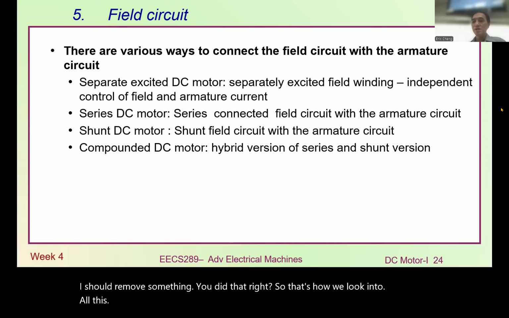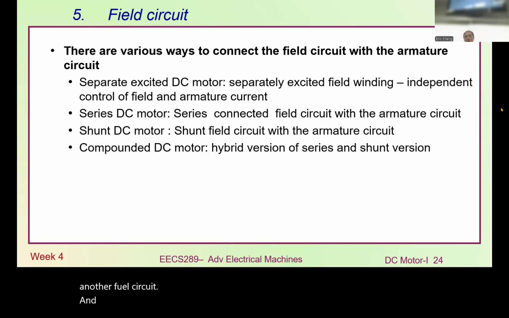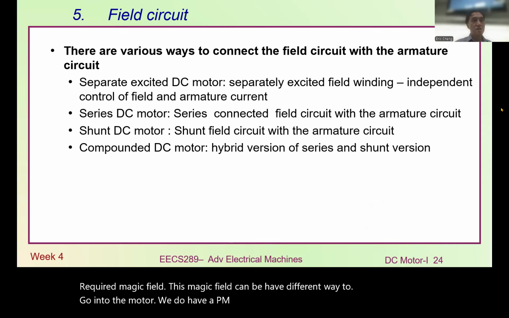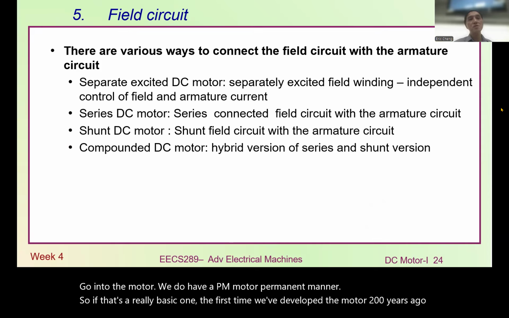So next will be the field circuitry. Just now we assume that the motor will have another field circuit, and then the motor, all the DC motor require magnetic field. This magnetic field can be have different way to go into the motor. We do have a PM motor, permanent magnet. So that's a really basic one. The first time when we developed the motor 200 years ago, this is also a PM motor.